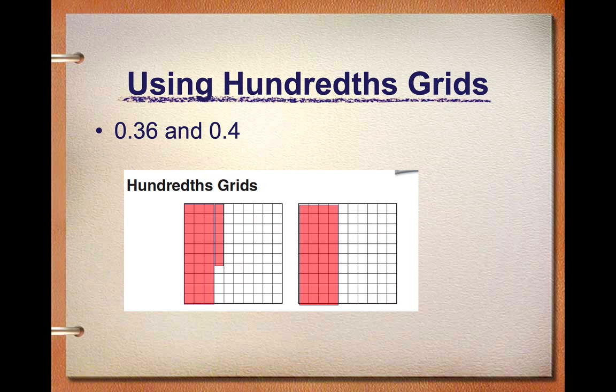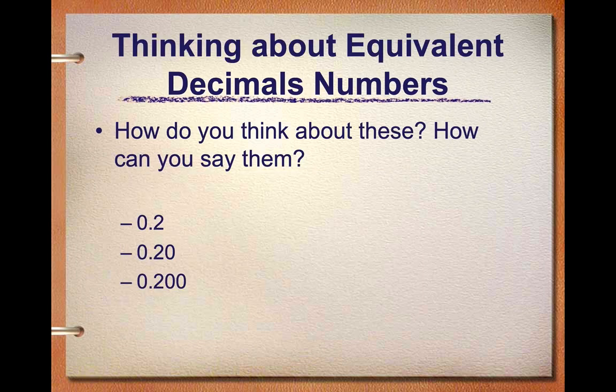The other visual, besides base 10 blocks, that you'll see in schools a lot is, again, those hundredths grids. Here on the left side, that's what 36 hundredths would look like. On the right side, that's 4/10ths or 40 hundredths. Again, we can see how the 4/10ths or 40 hundredths is more visually than the 36 hundredths. So it's helpful to build understanding using visuals and context, as always, to make sense of what we're doing here.